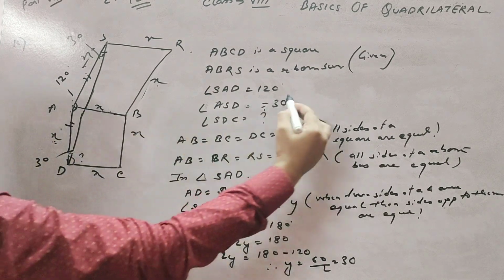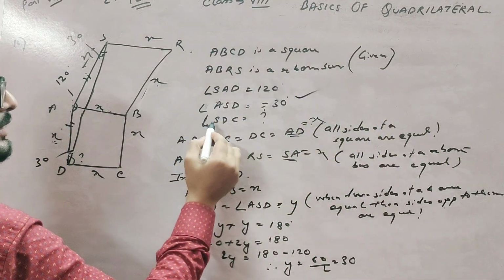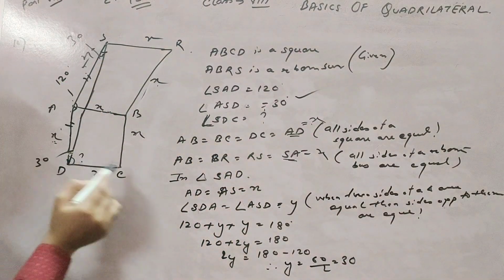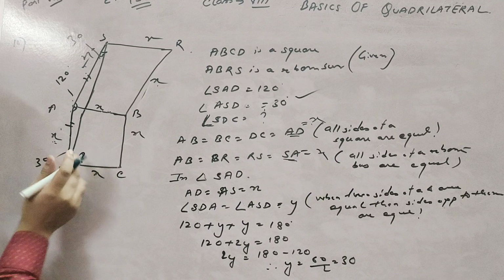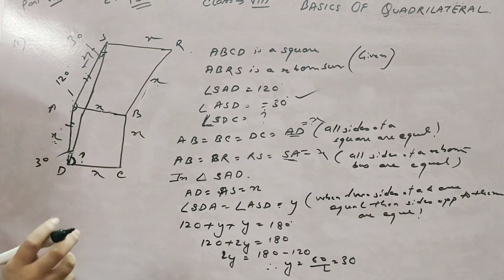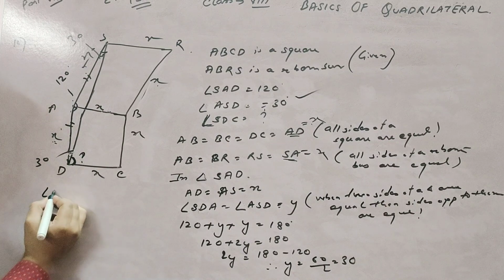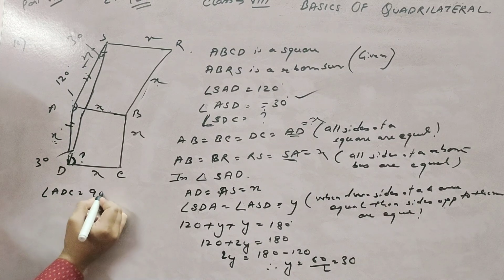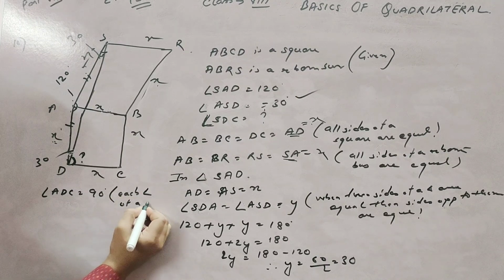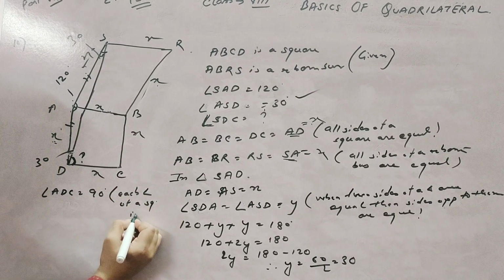Then we found out ASD, but the question is about SDC, that means this angle. So we know that each angle of a square is 90 degree. So angle ADC equals 90 degree.